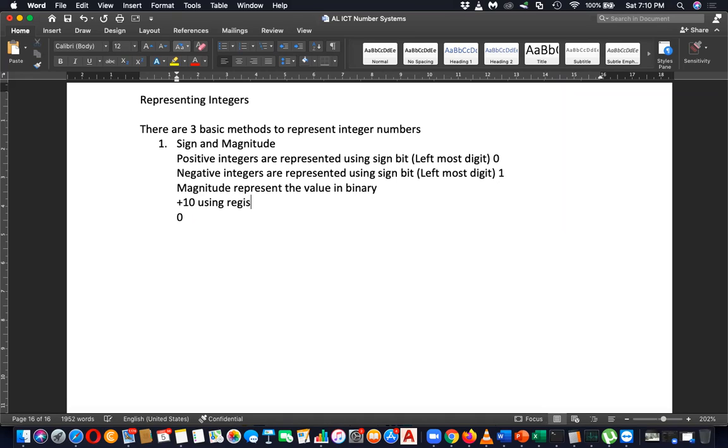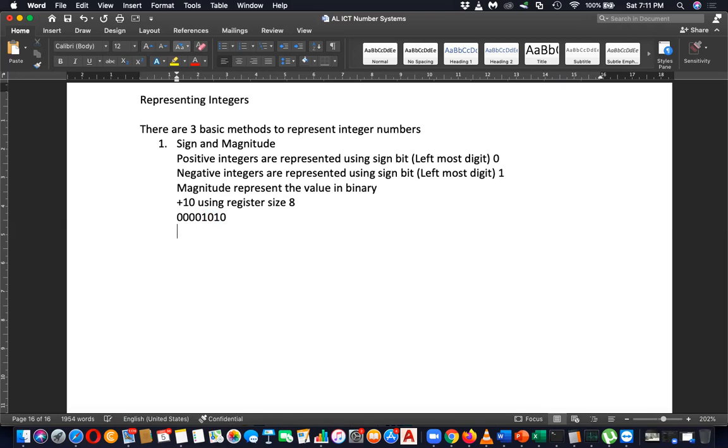Let's say using register size 8. Register size 8 means you have 8 positions. The first position is the sign bit. The next 7 positions are 0 0 0 1 0 1 0. You know, 10 in binary is 1010.